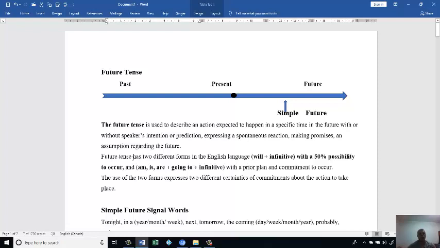Future tense has two different forms in the English language: will plus infinitive, with about 50% possibility to occur, and is, am, or are plus going to, then infinitive, sometimes we say root of the verb, with a prior plan and commitment to occur. The use of the two forms expresses two different certainties of commitment about the action to take place.